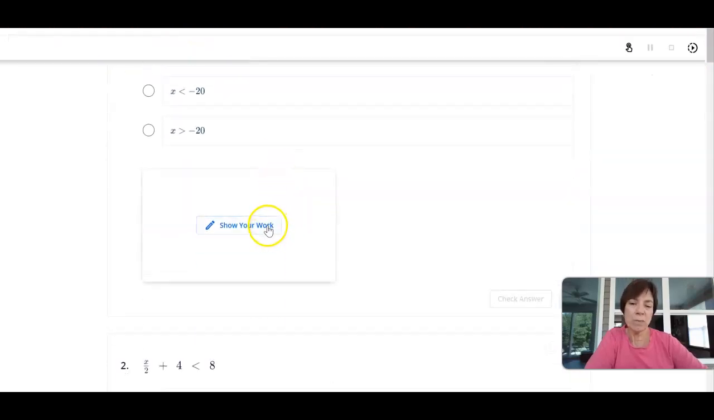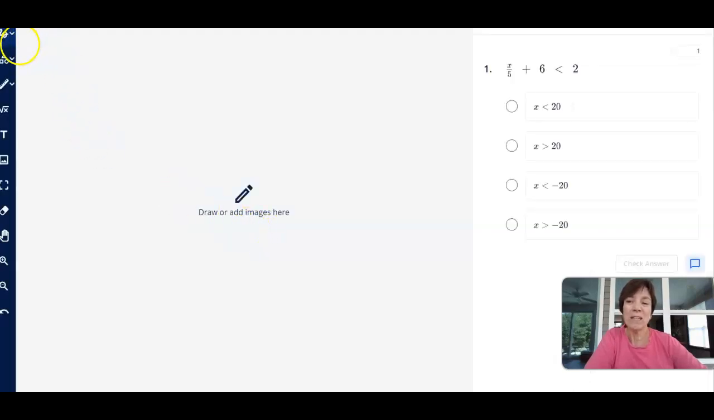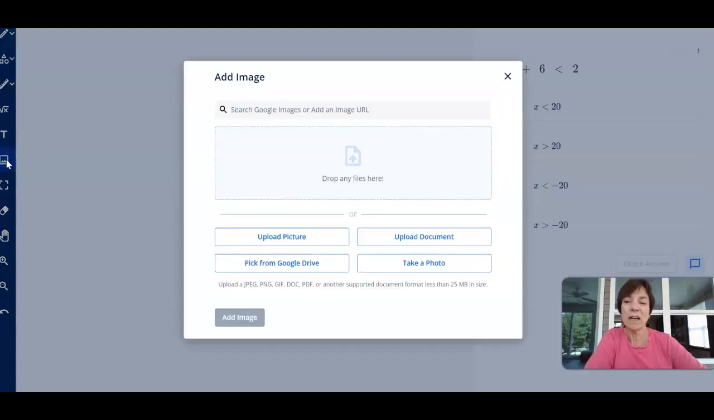There is a workspace. So you've got a couple of choices here. If you click on the workspace, you can type in here, you can write in here with your finger or stylus, or you can use this little icon if you prefer to do your work on pencil and paper and then you want to take a photo of it and upload it here. You can do that as well.